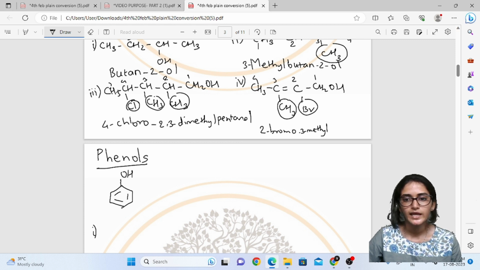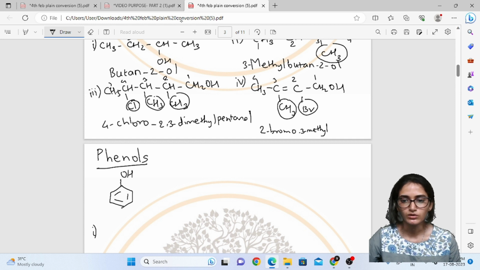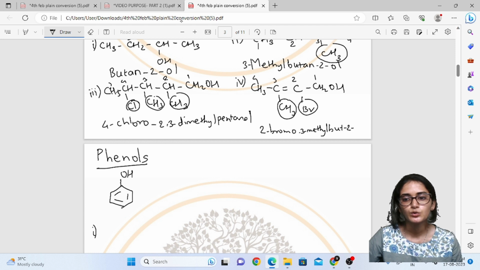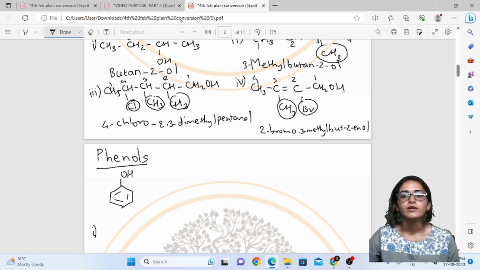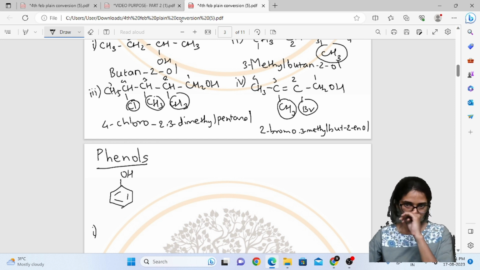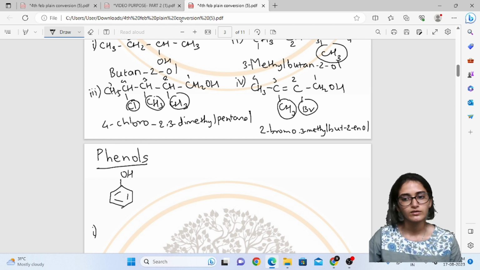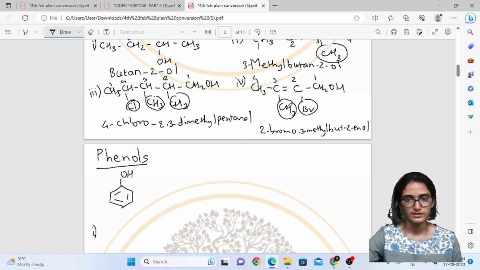How many carbons are there? 1, 2, 3, 4. So but. Now here a double bond is there, no? And at what carbon is the double bond? Second carbon. So but-2-en-1-ol in all. Okay, but-2-en-1-ol in all. Now the 1 ol you also can write, or ol. Okay, so this is the name.